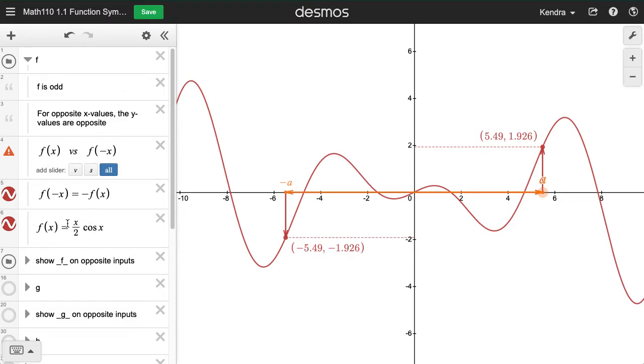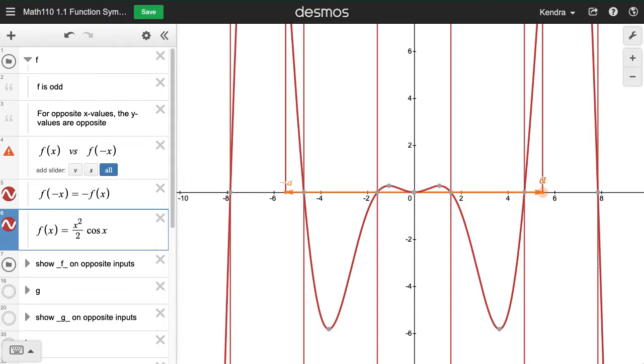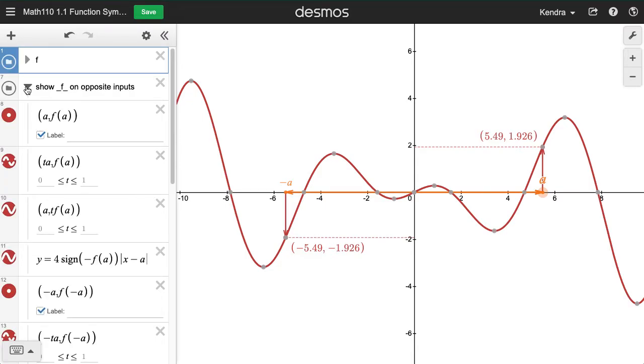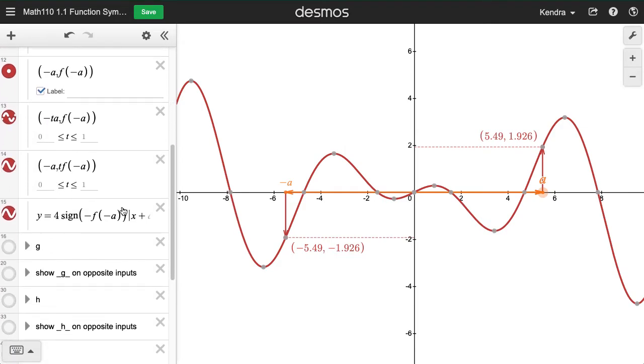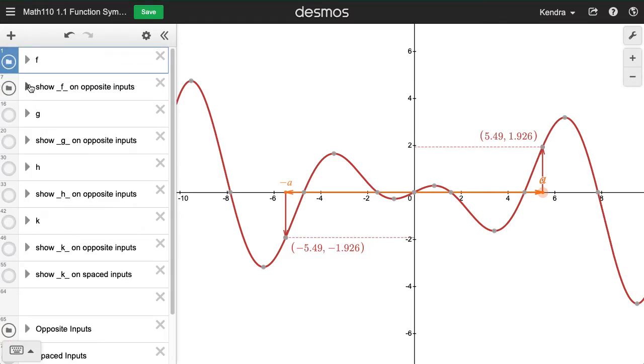If you want, you can play around and change this function and see what happens. If I was to say square x, you're going to get a new function, and this is no longer going to be a valid statement necessarily. If I open this triangle here, there's a whole bunch of stuff that draws all of these parts. You are welcome to look at what is going on there, or just leave it closed and assume that it's doing what it's supposed to be doing.